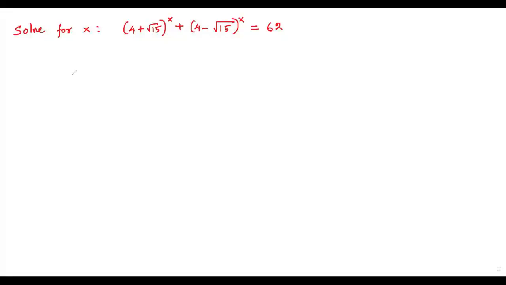Here we have an Olympiad math problem. In the given equation, we have to solve for x. Okay, let me consider some stuff on the product of two binomials. Now let me consider the product of two binomials, a positive b and a negative b.